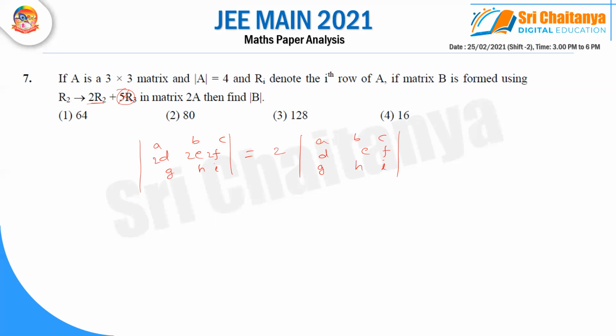If a matrix B is formed using this relation in matrix A, in matrix 2A, so first we need to write 2A. Basically 2A will be this one, and he did this transformation. So we will be getting 2 power 4 into det A. It is nothing but 16 into det A, and 16 into 4 is 64.